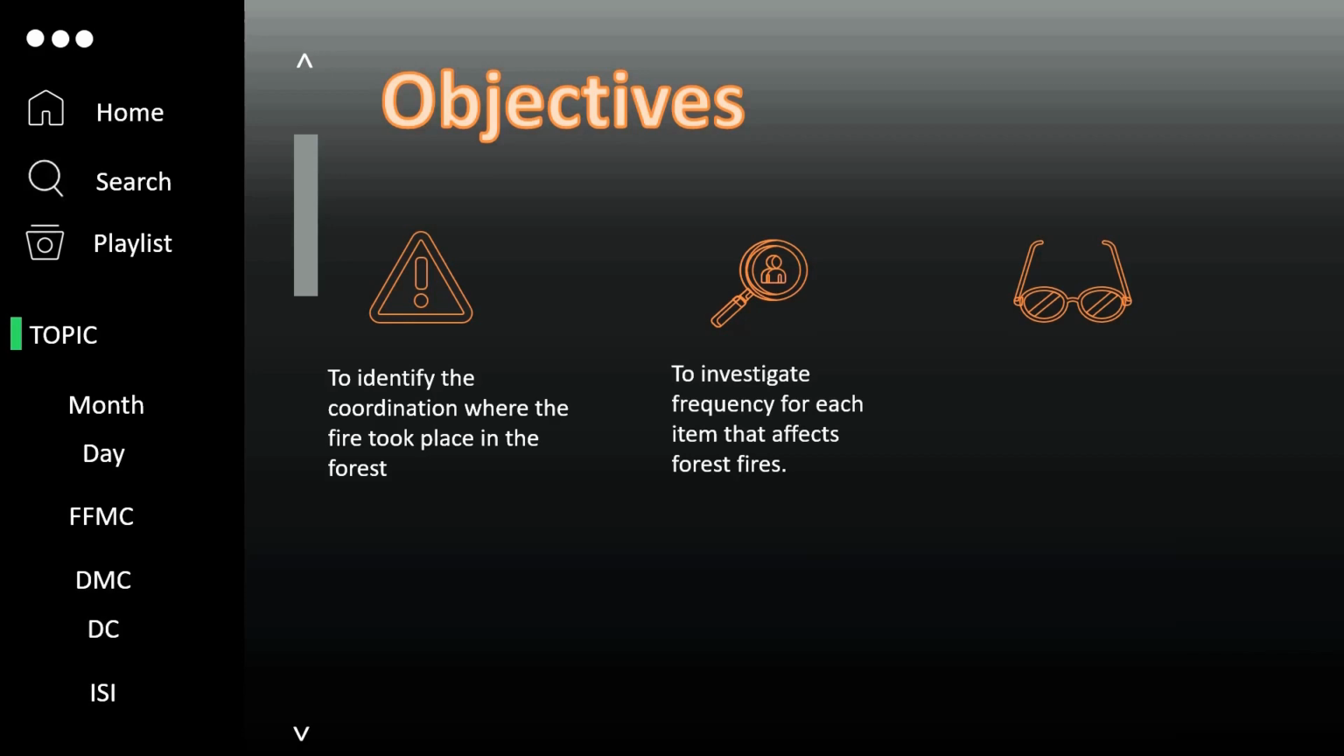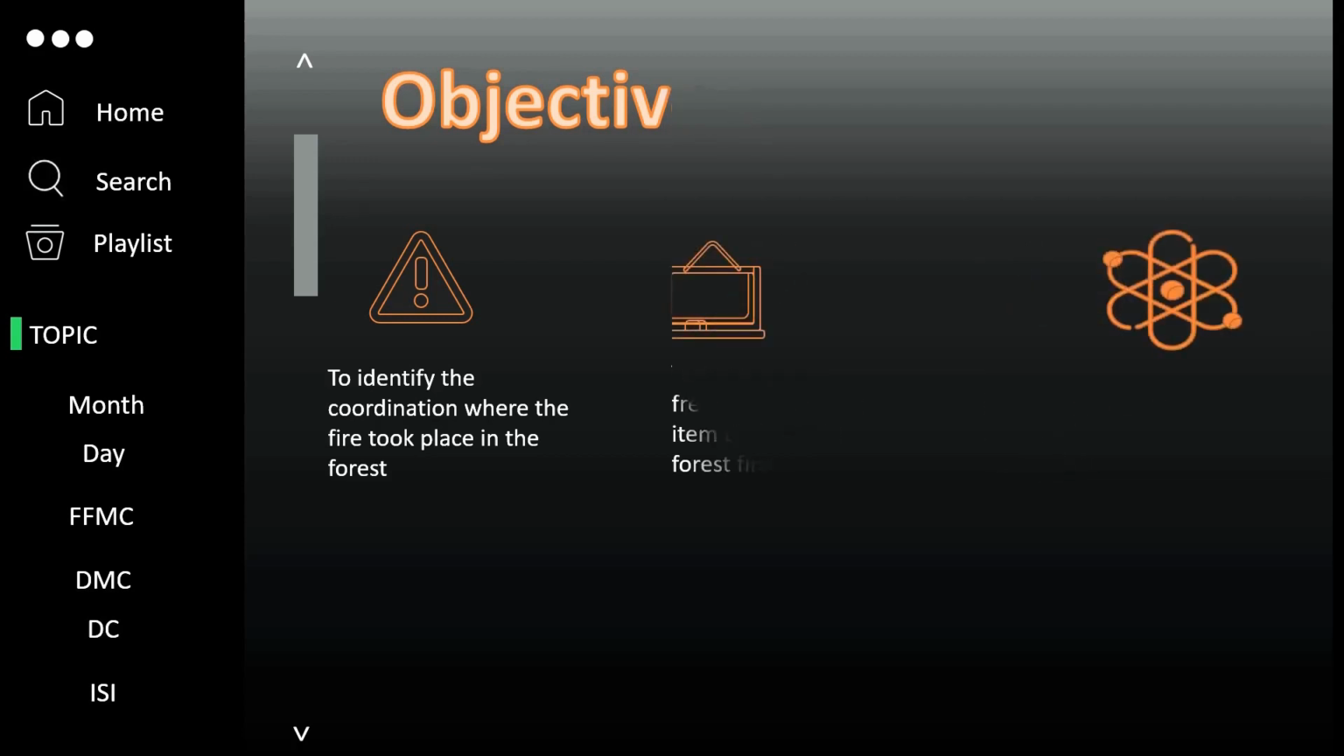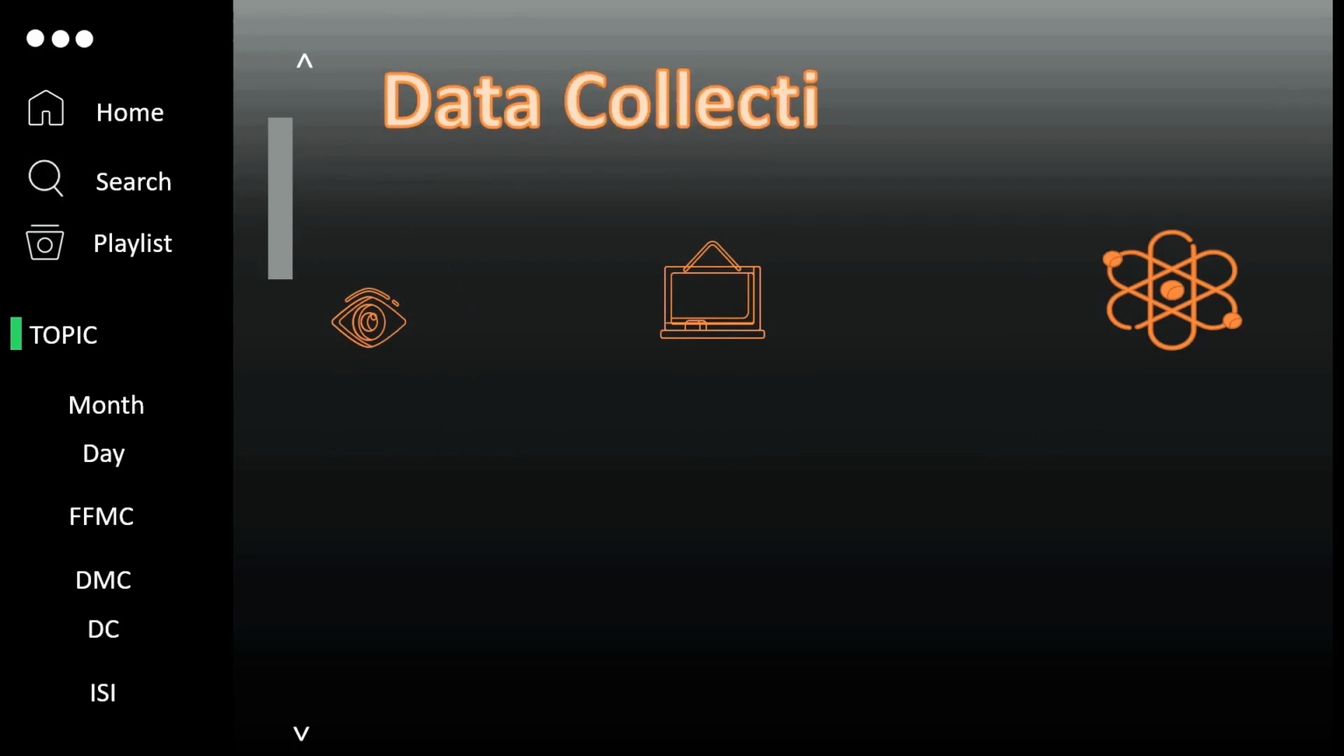The objectives of the study are to identify the coordinates where the fire took place in the forest, to investigate the frequency of each item that affects forest fires, and to observe the burnt area from January to December. Next will be data collection.